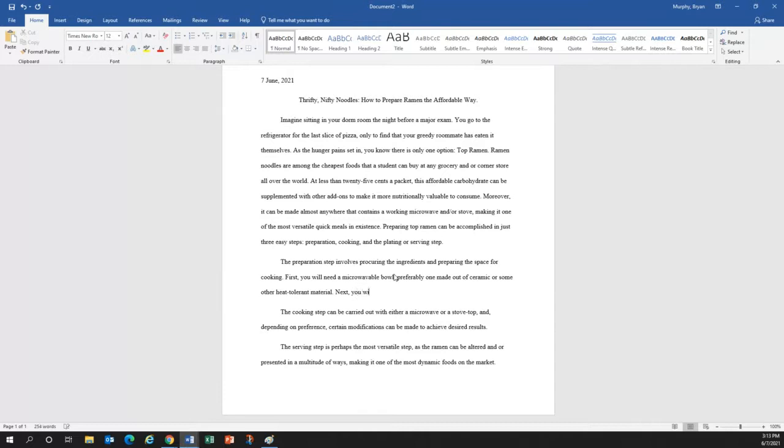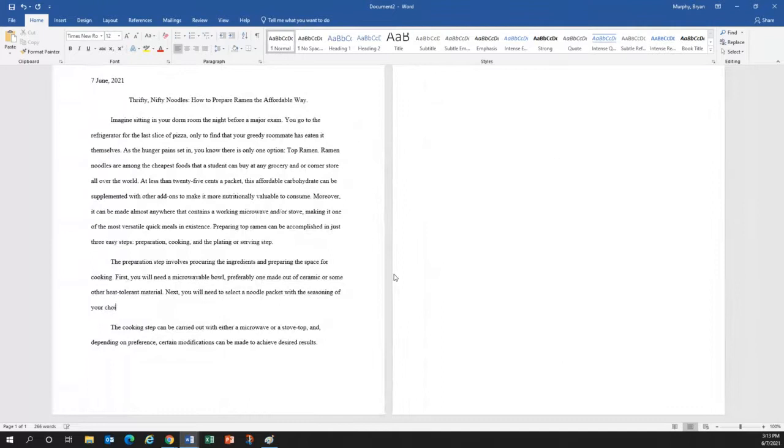Next, you will need to select a noodle packet with the seasoning of your choice. Seasoning options include, what are they? Beef, chicken, shrimp, and roasted ostrich. Cool. No, they don't have that. I'm sorry, that's not right. What do they have? What's another? I don't even know another flavor. I'm trying to think of one.